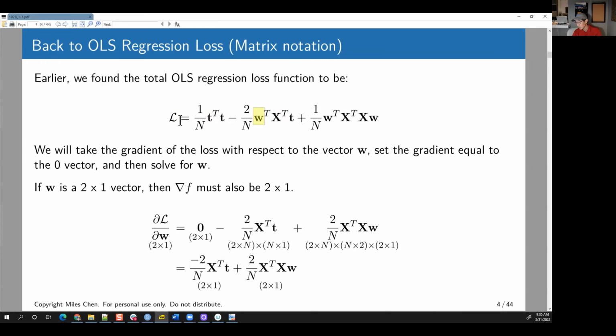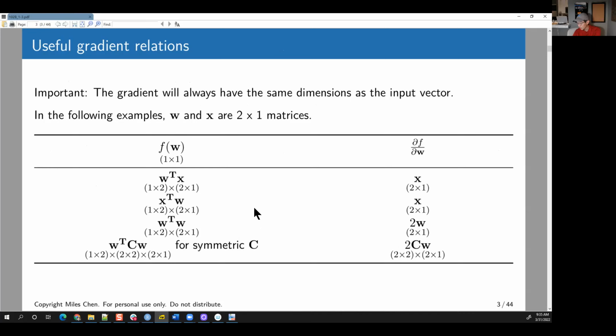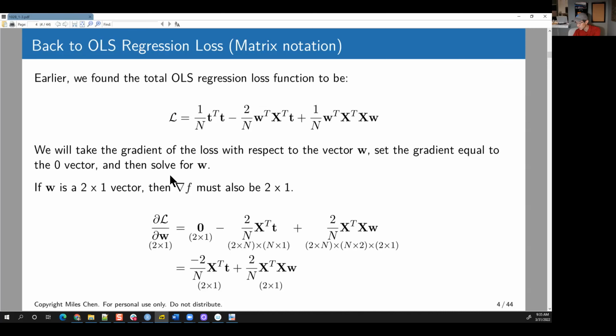It's going to be a function of those terms. And so what we want to do is take the derivative or the gradient of this with respect to W, set it equal to 0, and solve. This was our helpful guide for figuring out gradients with respect to W, because our output function is a single scalar value. We want to take the gradient of that output as W changes. If we take the gradient of the loss function with respect to W, this is what we get. The gradient of T transpose T is 0. The gradient of W transpose X transpose T is just going to be X transpose T. And the gradient of W transpose X transpose XW is going to be 2 X transpose XW. Again, this is what we have so far.